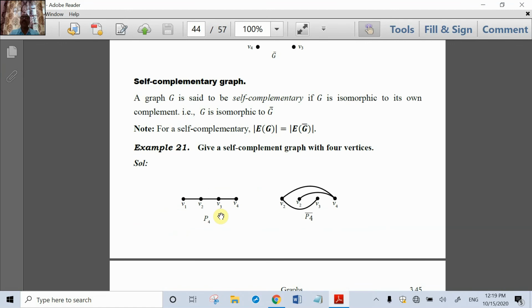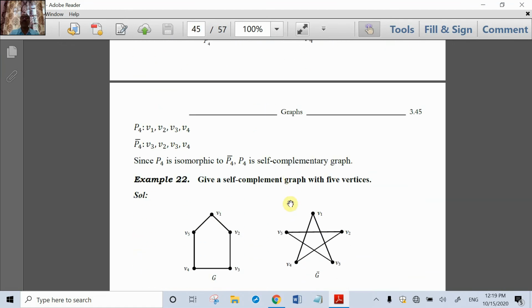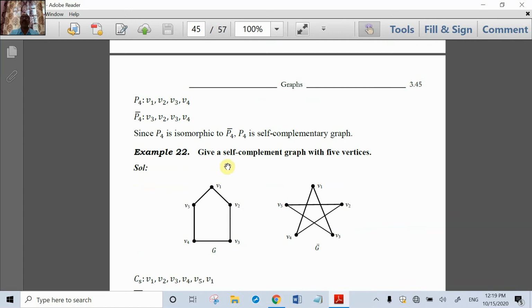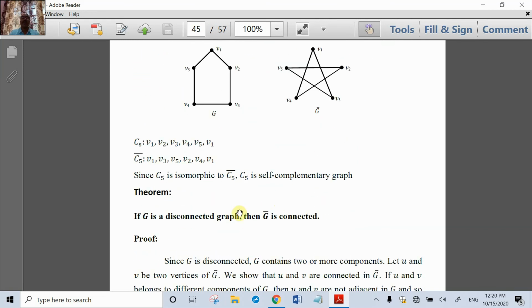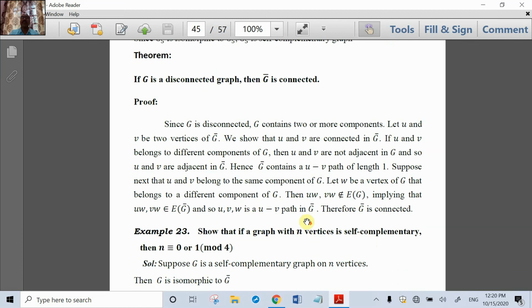Now see, this is self-complement. This is P4. Find the complement. This is also P4. This is self-complement. Already we have proved these two are isomorphic. These two are isomorphic. We have proved just now. This is also self-complement. If G is a disconnected graph, then G bar is connected.